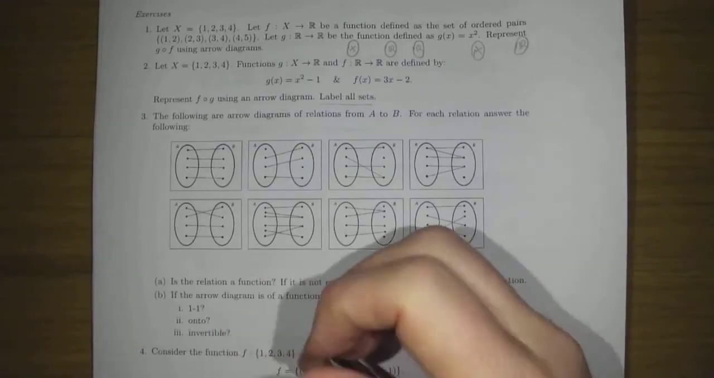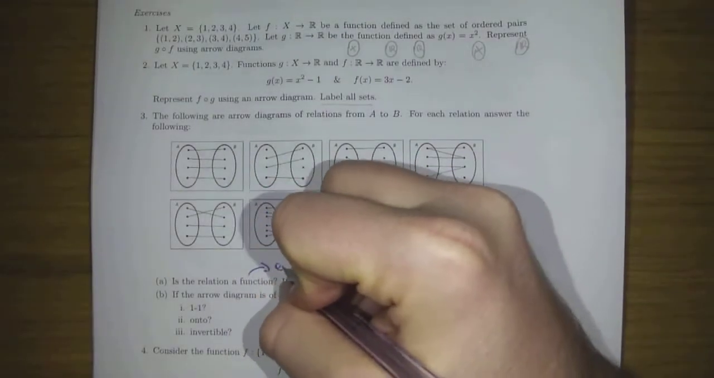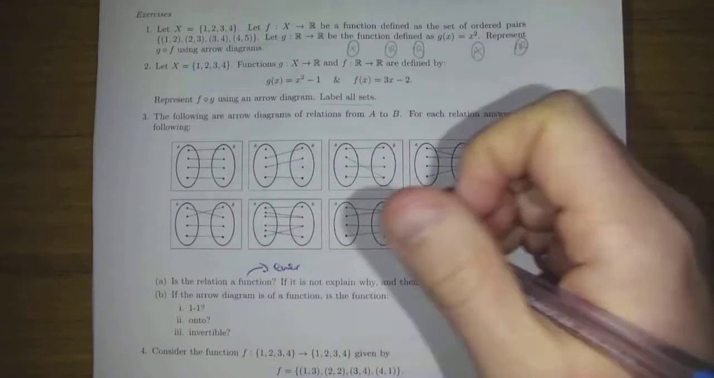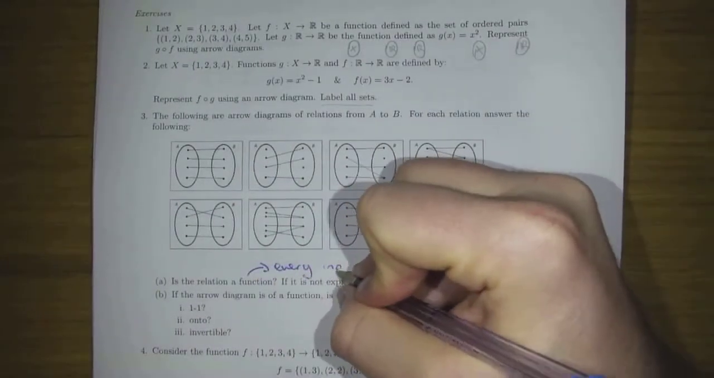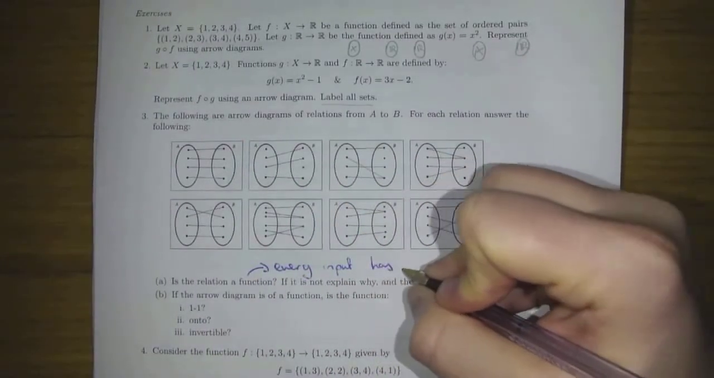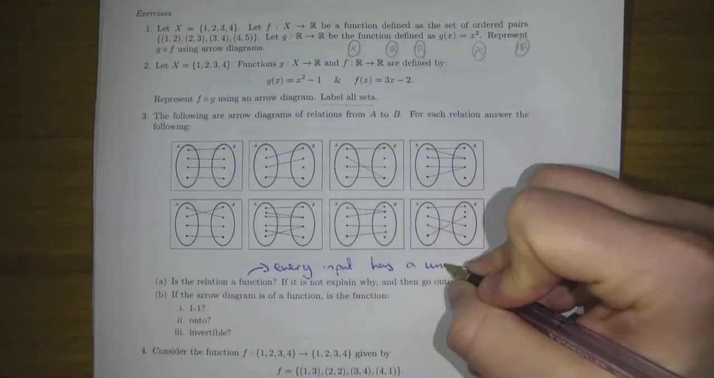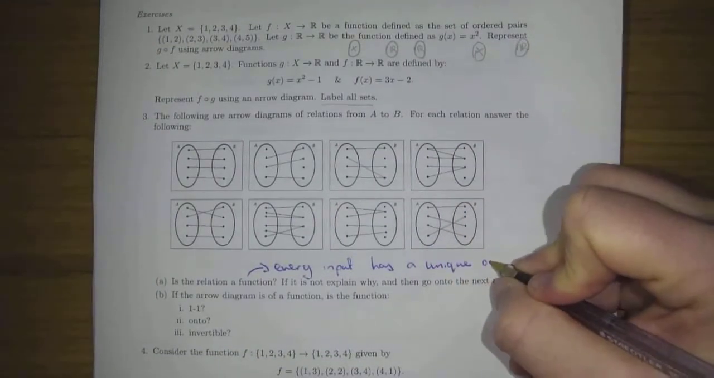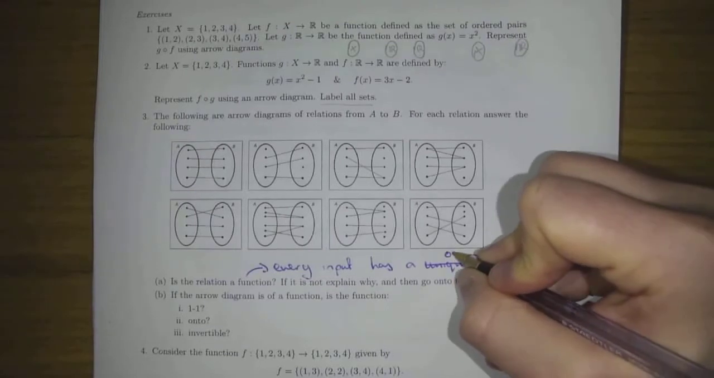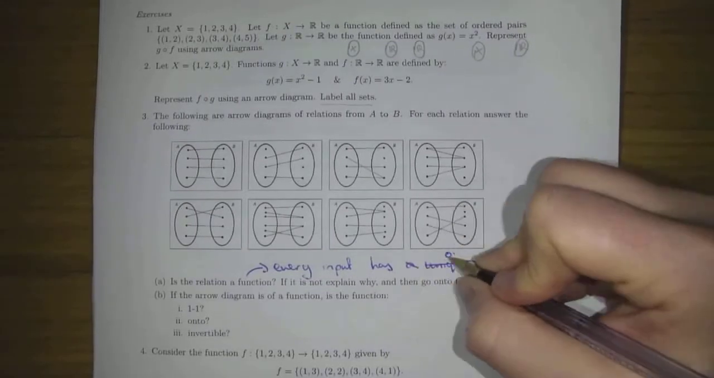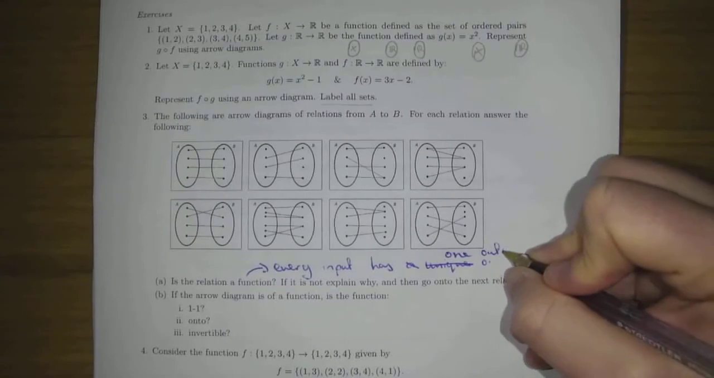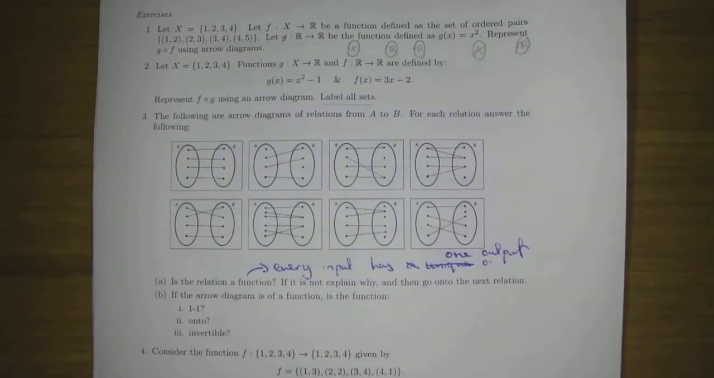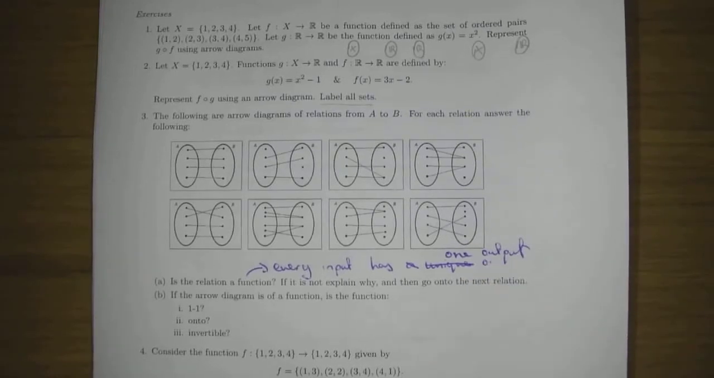So remember, to be a function, every input, so these are the things in the set A, has one output. Well, maybe I shouldn't say unique, it says has one output. That's probably a much better way of saying it. So it can't have two outputs, it can't have no outputs. If it's not a function, just answer it and go on to the next one.